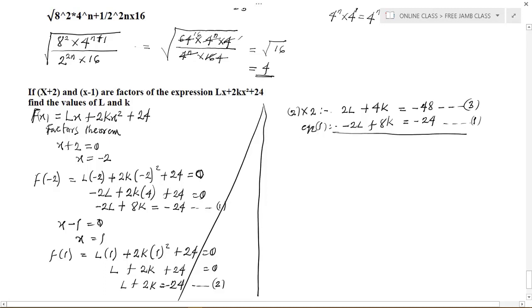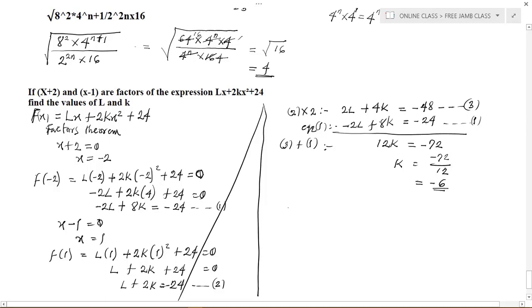So let's add, because we want to eliminate this. That will be equation 3 plus equation 1. This added to this gives 0. This added to this gives 12k. And this added to this gives minus 72. So k equals minus 72 over 12, and the answer is minus 6.